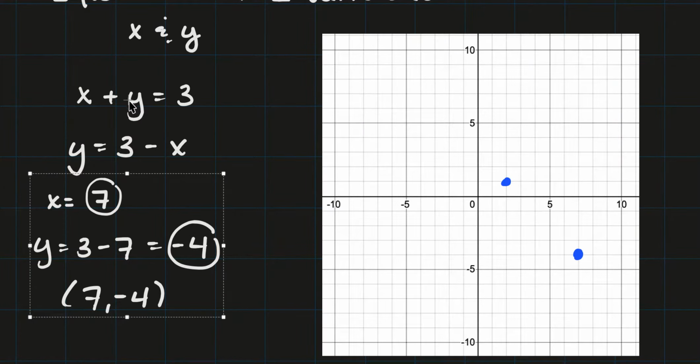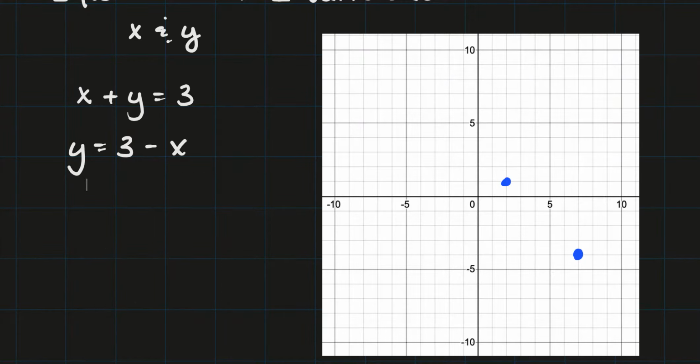Let's keep this line written like this, y is equal to 3 minus x. And let's find another point. Choose any number other than what we've already done for x. So we've done 2 and we've done 7, maybe we can plug in 0. So when x is 0, we can see that y is 3. So we have the point 0, 3. So let's put a point at 0, 3 right here.